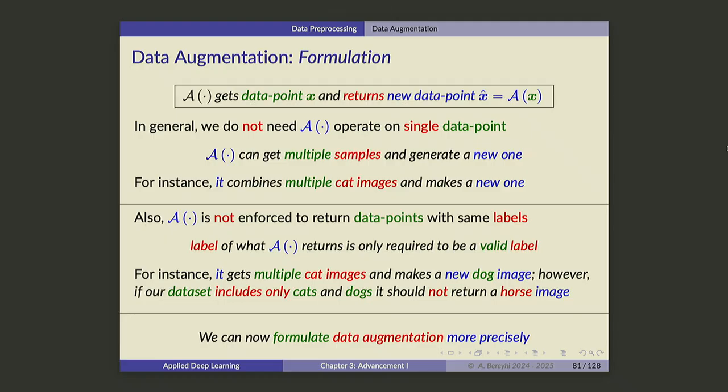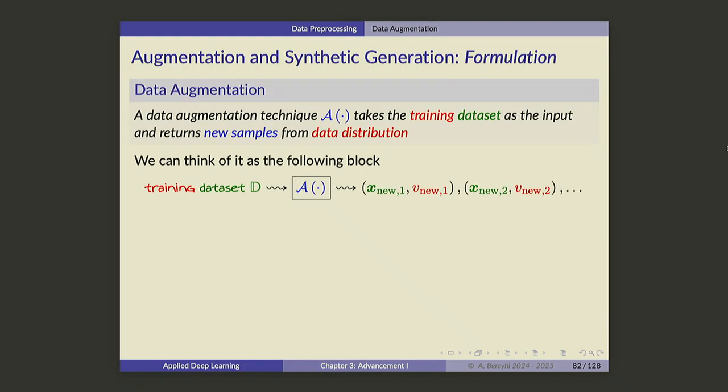And this is the way that we can formulate data augmentation. So we can call data augmentation A. The whole thing is this process A. So A is the algorithm, the technique which is doing data augmentation. It's going to look at your data set D, and it's going to return you a bunch of new samples. They have valid labels. They do not have invalid, because if they have an invalid label, then they are useless. They're actually going to harm your training.